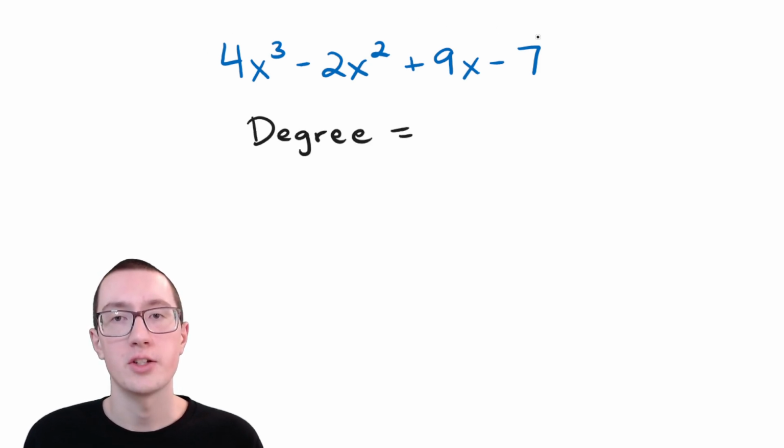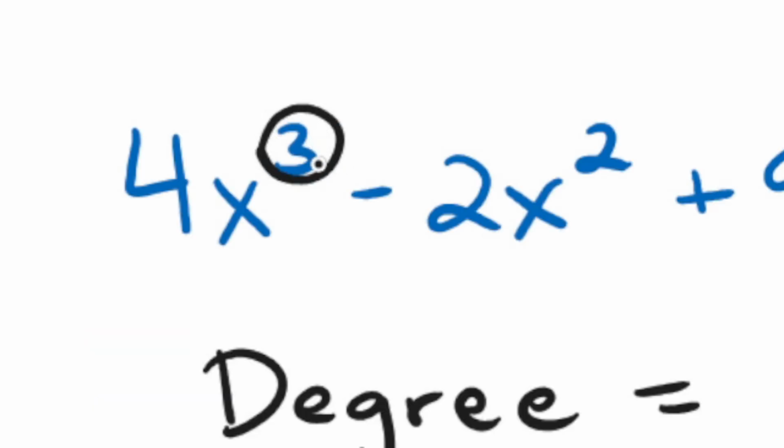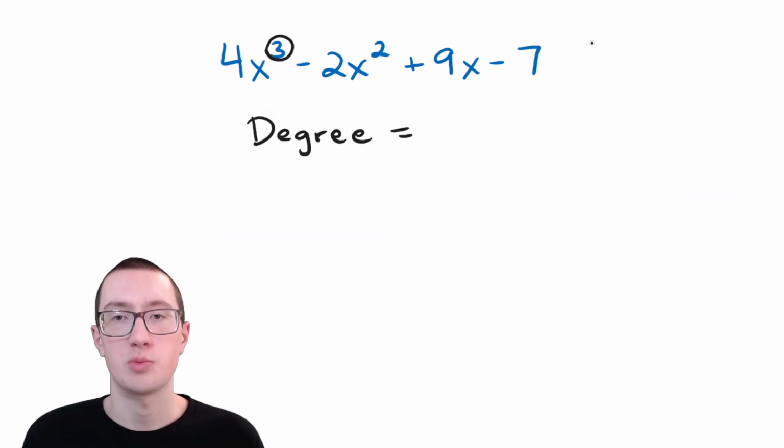Well, because this polynomial only has one letter, we can say that the degree is just the biggest exponent. So what is the biggest exponent here? Well, this one, right? This is a 3, and this is the biggest exponent out of all of these. So the degree is 3.